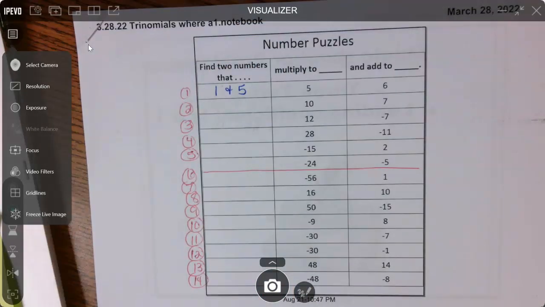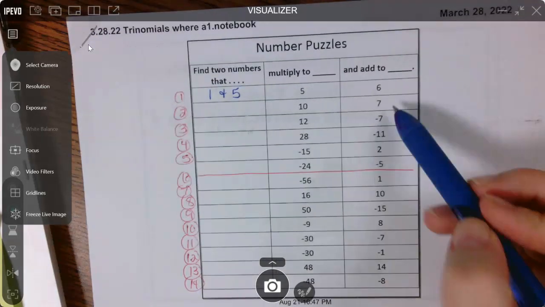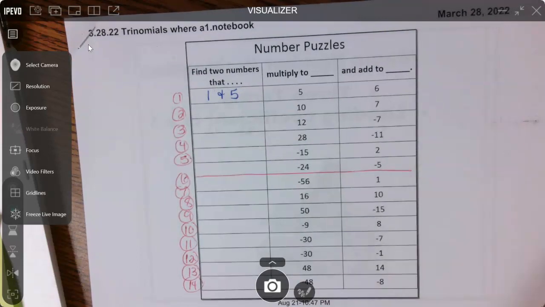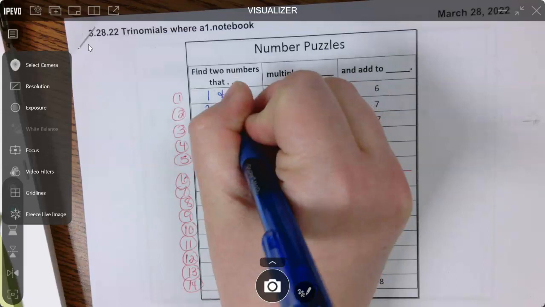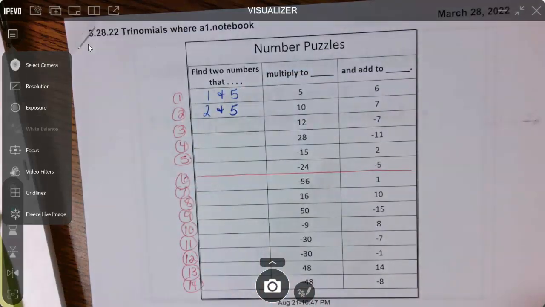Okay. Next one. Two numbers that multiply to give me 10 and add to give me 7. Well, what are the things that multiply to give you 10? 1 times 10, 2 times 5. Which ones add to 7? 2 and 5 multiply to 10 and add to 7.